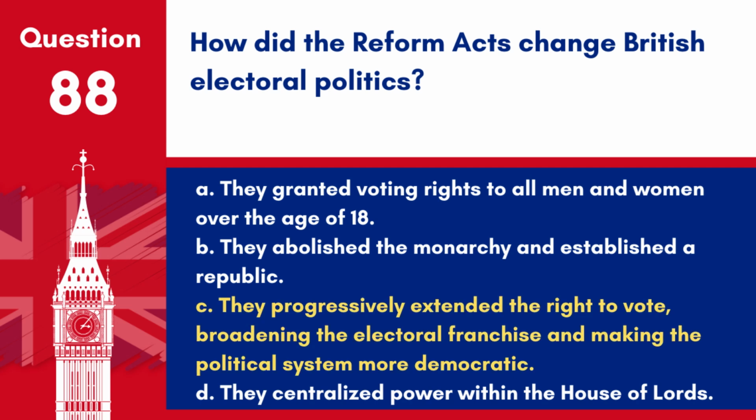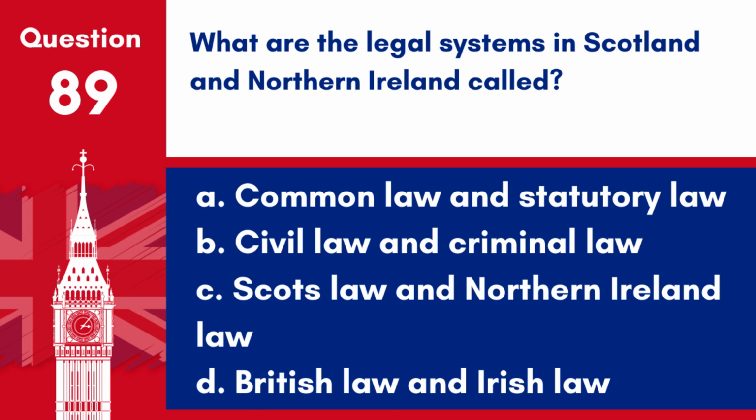Answer. C. They progressively extended the right to vote, broadening the electoral franchise and making the political system more democratic. The series of Reform Acts, passed in the 19th and early 20th centuries, expanded the electorate and reformed the British parliamentary system.